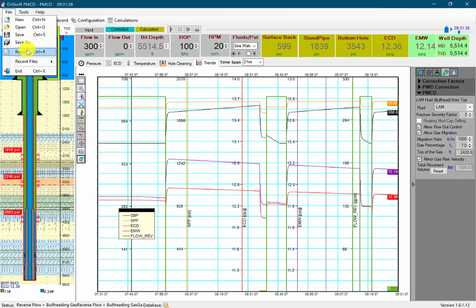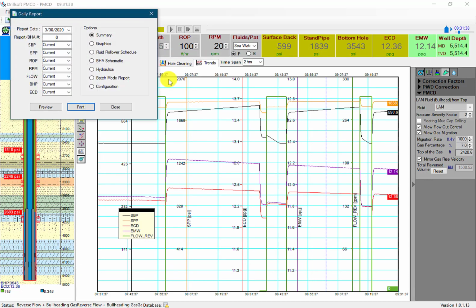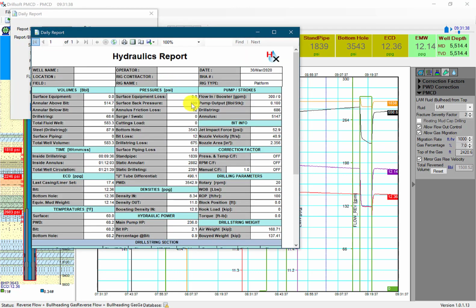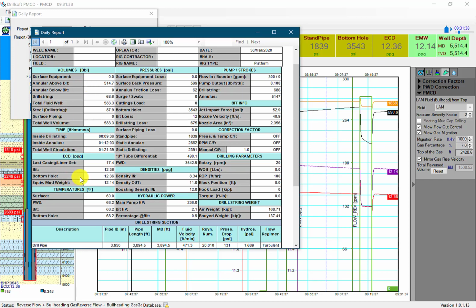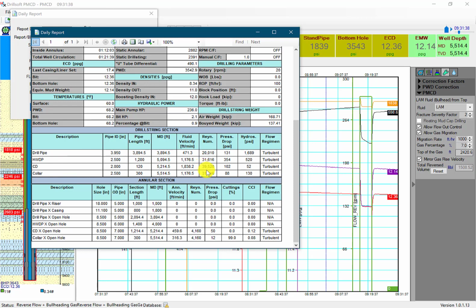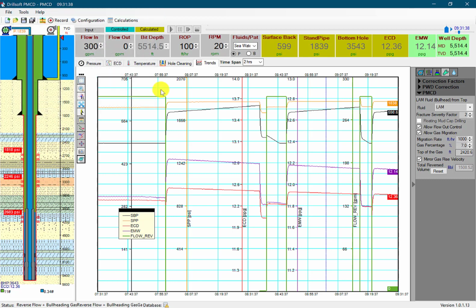We can also print our reports for all of our simulations here. Get our hydraulics report. So we have our volumes, ECDs, pressures, densities, and also the hydraulics inside of our drill string and the annular space. We can export this into Excel, PDF, or Word.